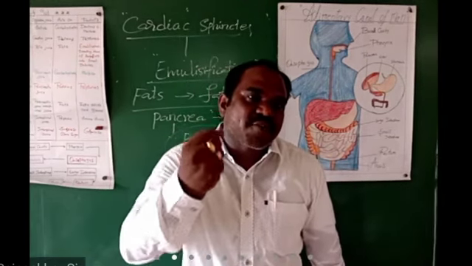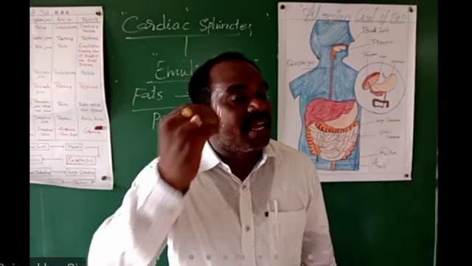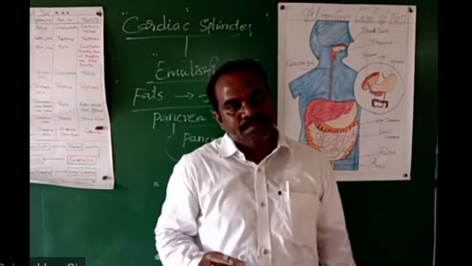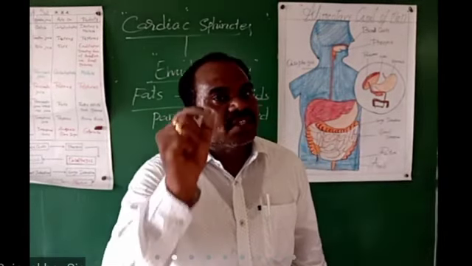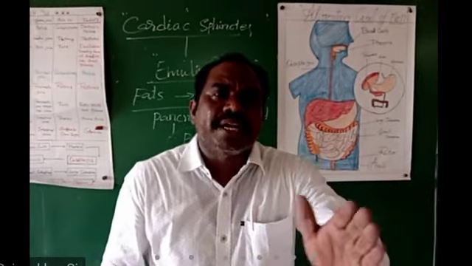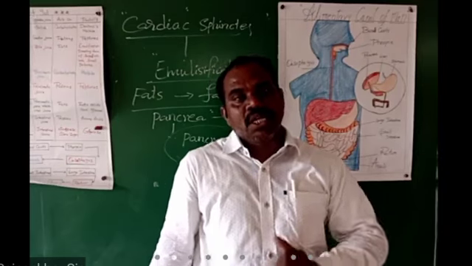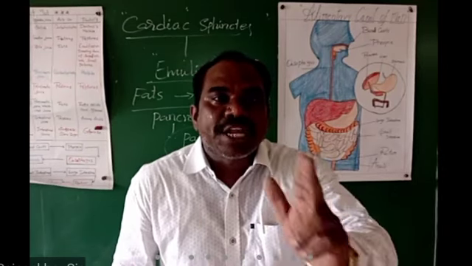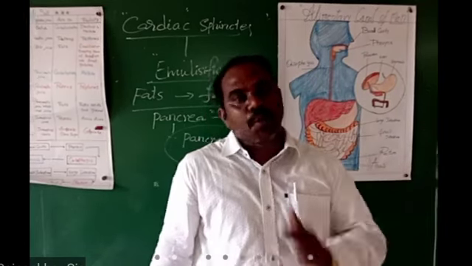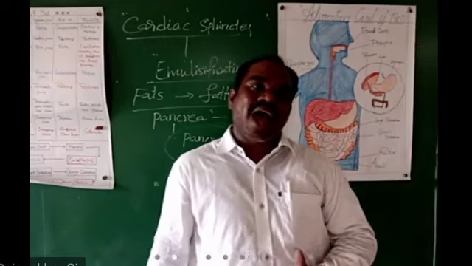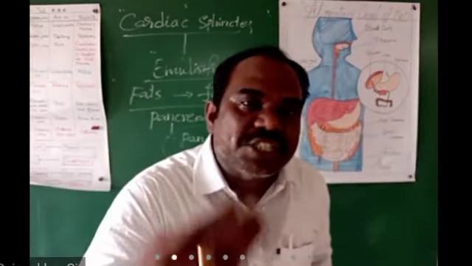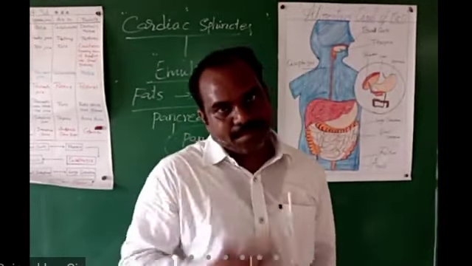Pancreatic juice is secreted from the exocrine pancreas. Exocrine pancreas is a digestive gland. Amylase helps conversion of carbohydrates into maltose sugar. Trypsin helps convert proteins into peptones or amino acids. Lipase helps convert fats into fatty acids and glycerol.